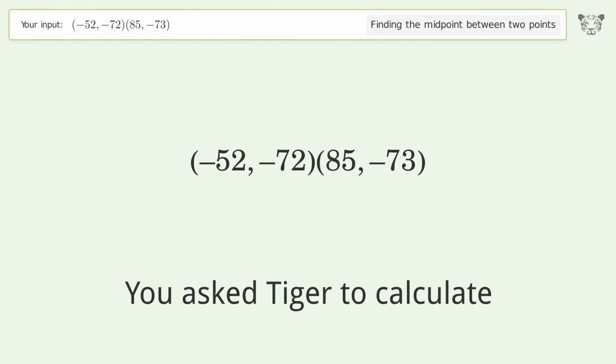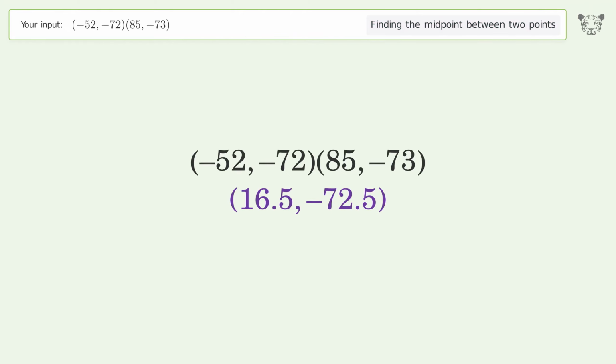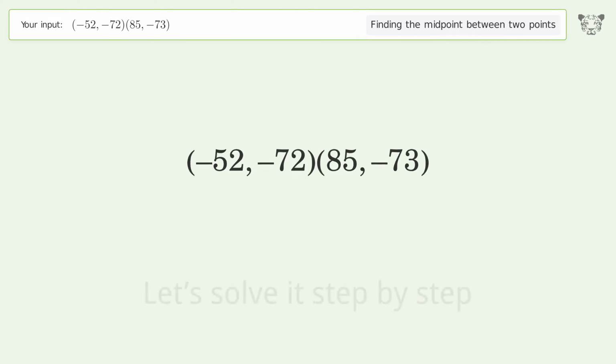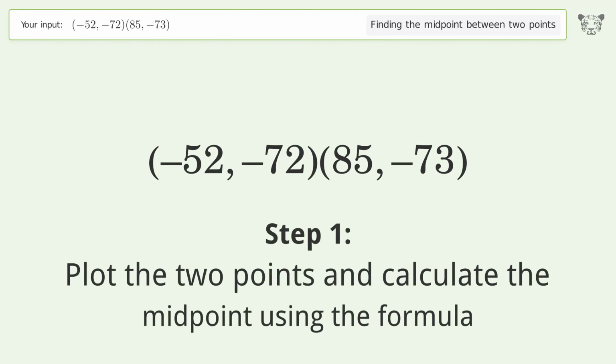You ask Tiger to calculate. This deals with finding the midpoint between 2 points. The midpoint between the 2 points is 16.5, negative 72.5. Let's solve it step by step. Plot the 2 points and calculate the midpoint using the formula.